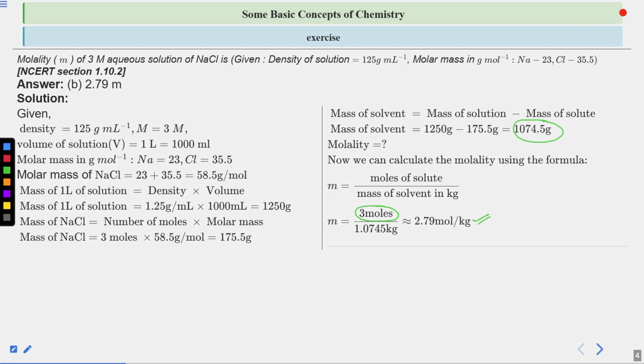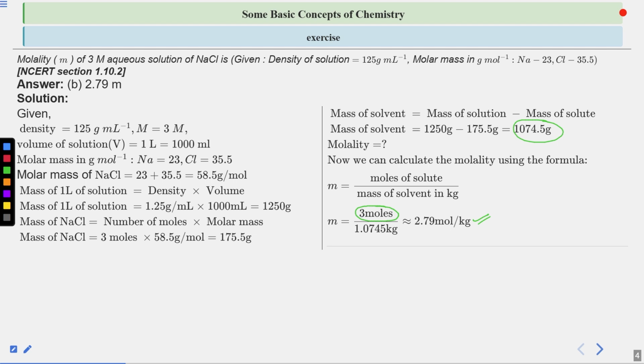Is this question clear to all of you? Is this question clear to all of you? Okay, so what is your doubt in this question?